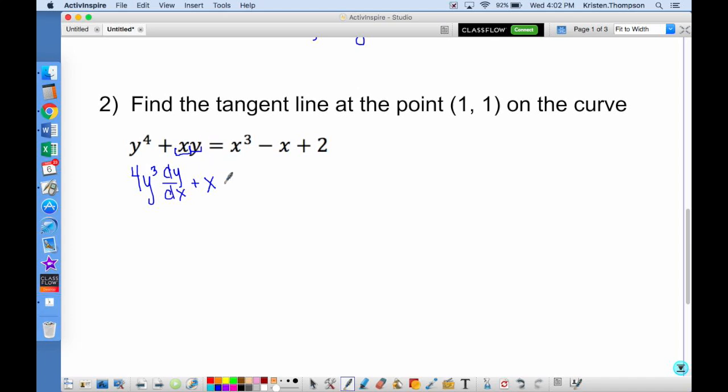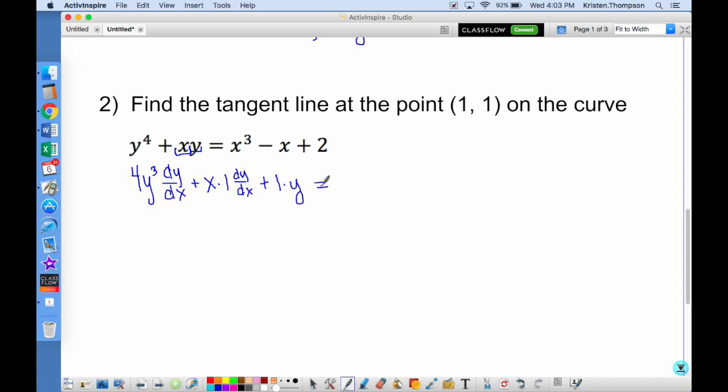So the derivative of y would be 1, but we took a derivative of y, so we tack on a dy/dx. Continue with the product rule, so we just left it alone, took a derivative. Now we're going to take a derivative of x, leave the y alone. Since I did not take the derivative of y here, it does not get a dy/dx. You only add that where you're taking the derivative of y.